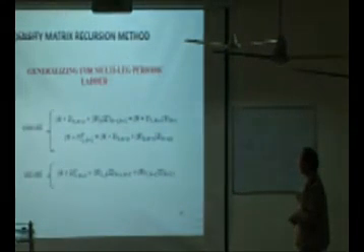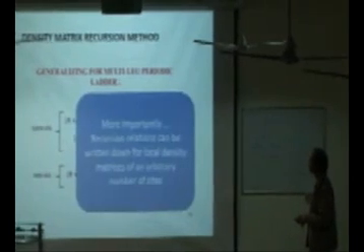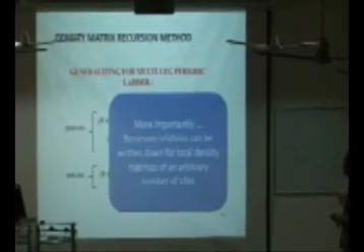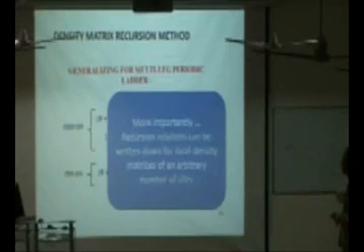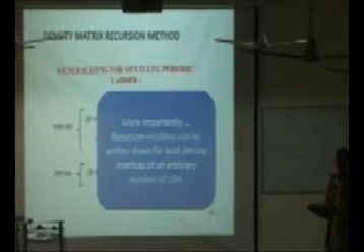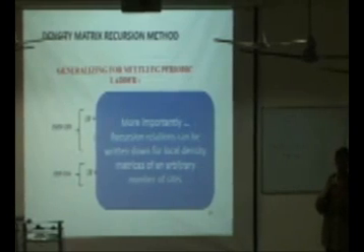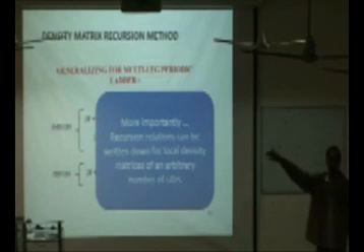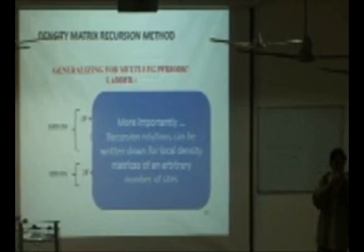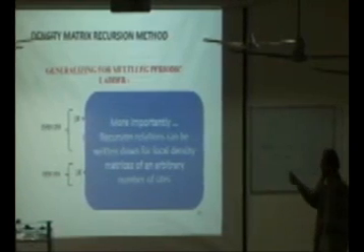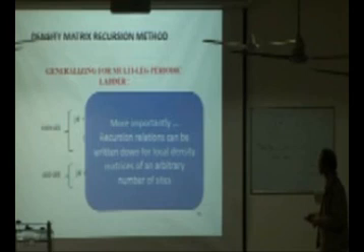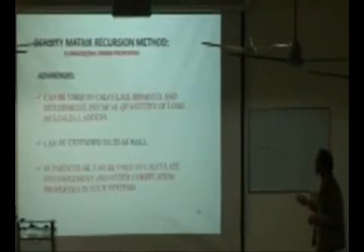And the same holds for odd-legged ladders, let's say 3 legs or 5 legs. Importantly, these recursion relations can be written down for the local density matrices of an arbitrary number of sites. So not only the whole state, but you can take local density matrices. Let's say you have a 3-leg, 25-rung state, but you want two-site states. Even that you can do by using this recursion relation. So it was again sort of an advertisement of what can be done.